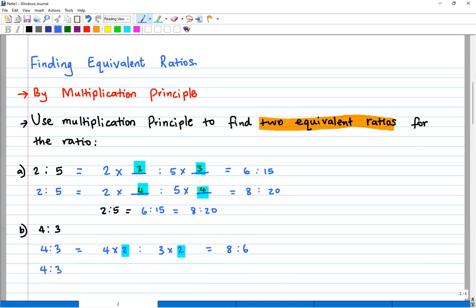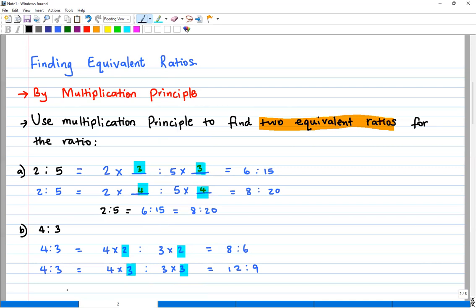So 4 to 3 is equal to 4 times, let's multiply by 3. 4 times 3, 2 times 3... 3 times 3. So you can see we are having 3 here and 3 here. Same number, okay? So we are having 4 times 3, that is 12, and 3 times 3, that is 9.